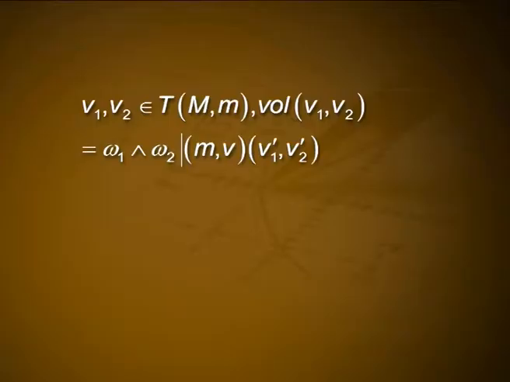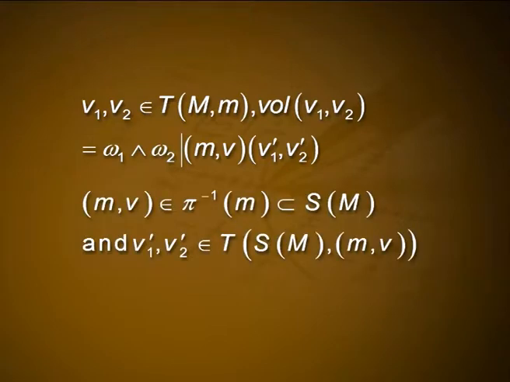That is, for v1, v2 elements of T_m of M, volume of v1, v2 is equal to omega 1 wedge omega 2 at m, v of v1 dash, v2 dash, for any m, v an element of pi inverse m, a subset of S of M, and v1 dash, v2 dash elements of T of S_M at m, v, such that d pi of vi dash is equal to vi for i equal to 1, 2.